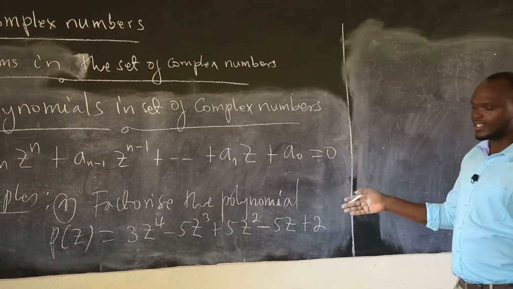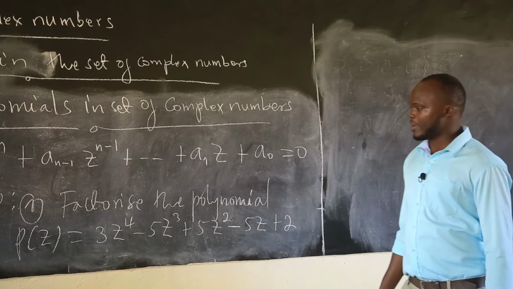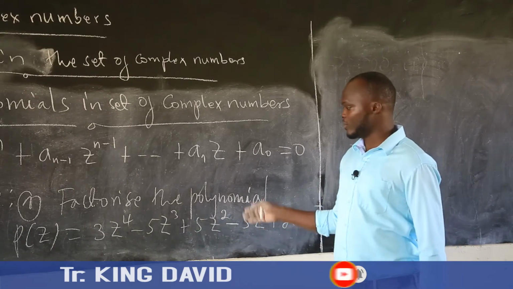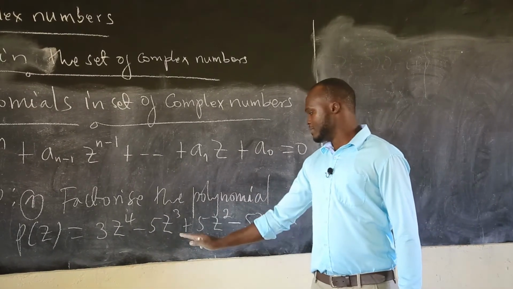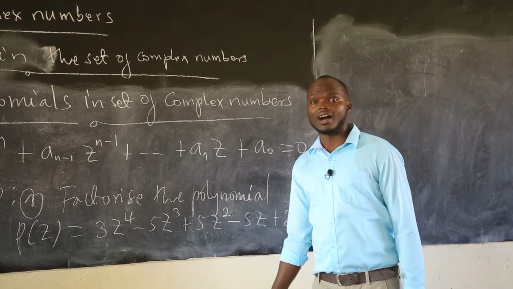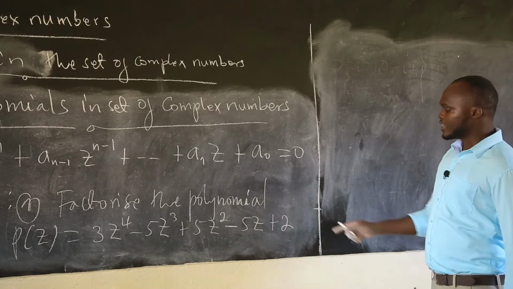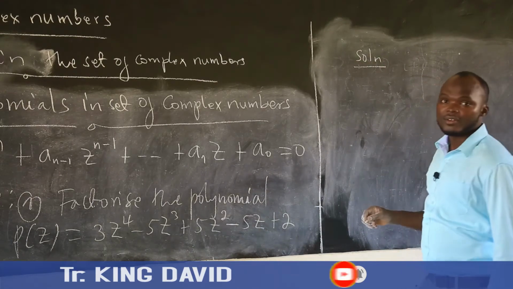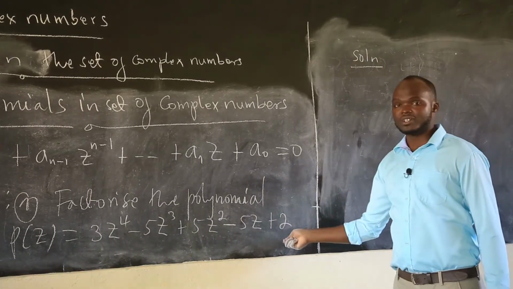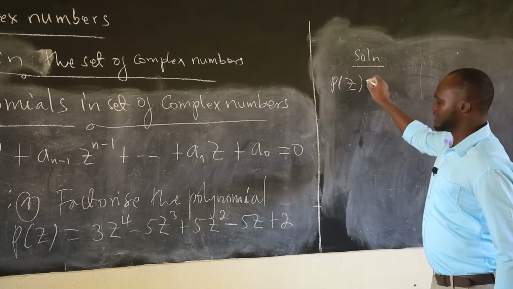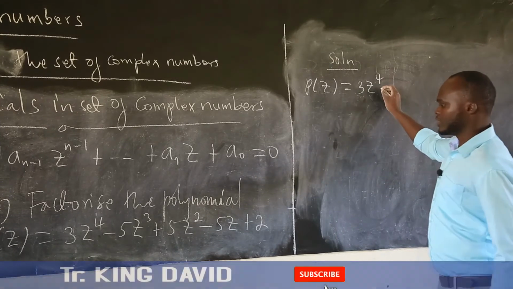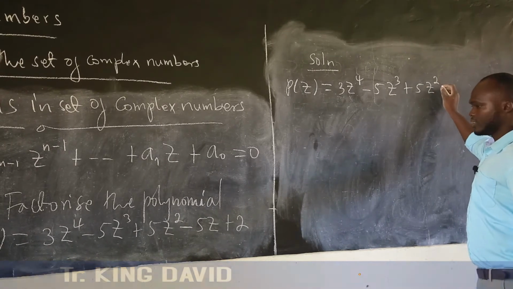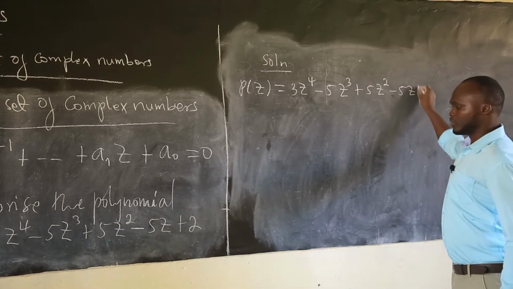So how do we factorize that polynomial? Remember, in the set of real numbers, we also did polynomials. How can we factorize a polynomial? Remember that we start by finding a factor or a root. So here, it is the same. We have to start by finding roots that can satisfy this equation. So our P of Z is 3Z power 4 minus 5Z power 3 plus 5Z squared minus 5Z plus 2.